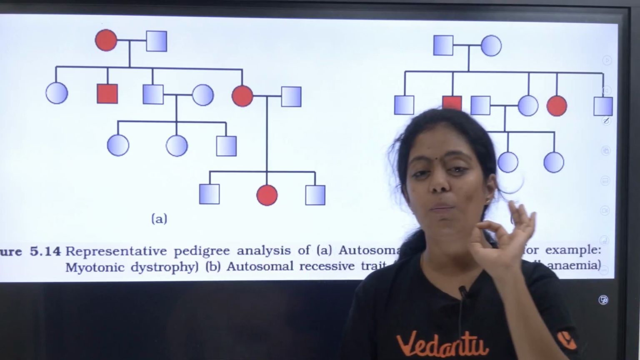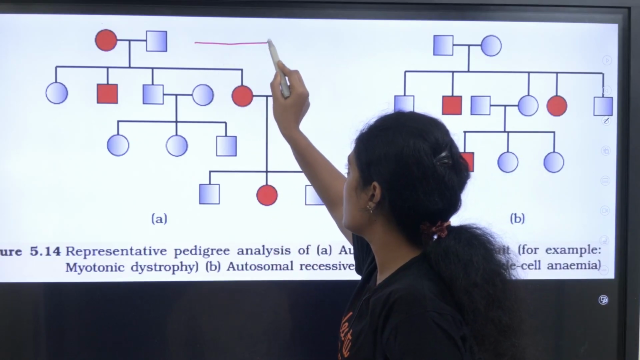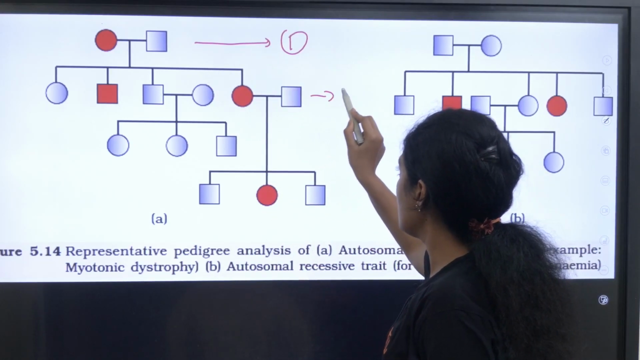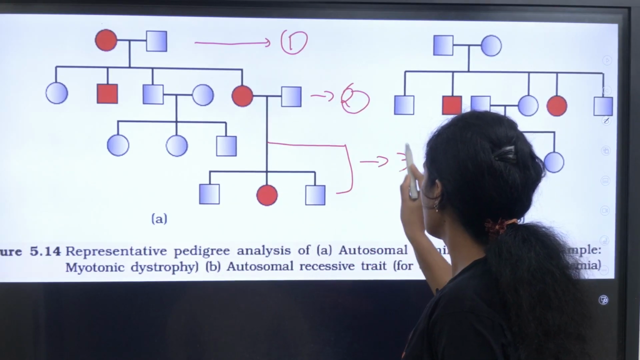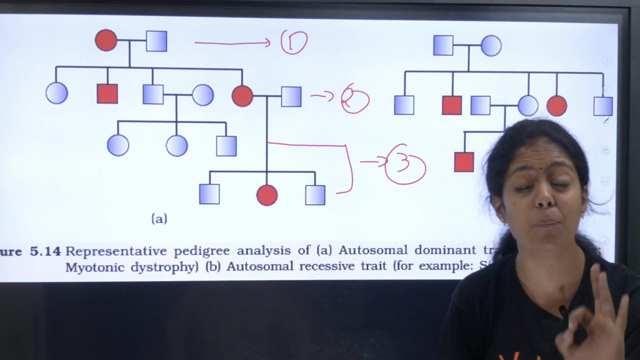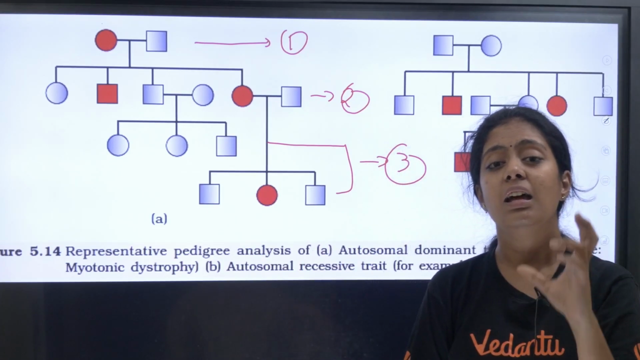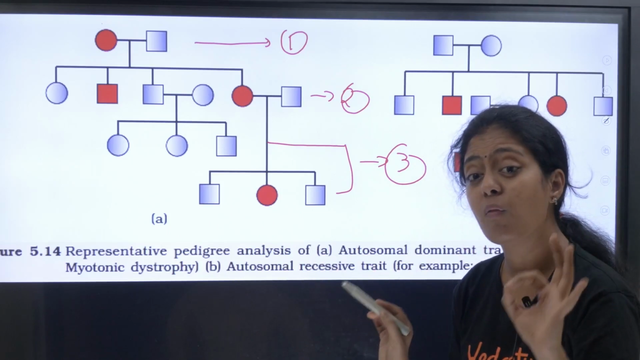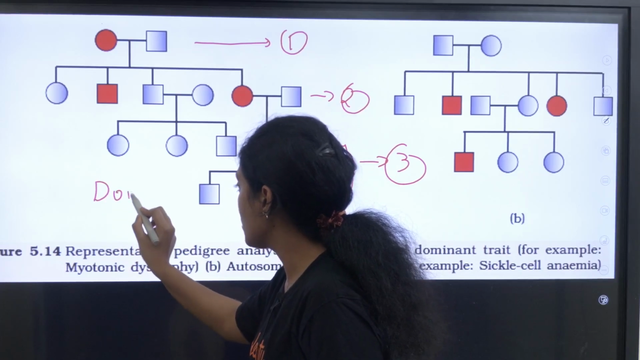Okay, so autosomal dominant trait. Now I will explain everything. Imagine this is generation 1, this is generation 2, and this is generation 3. Has the trait skipped any of the generations? No. So we call it a dominant trait.